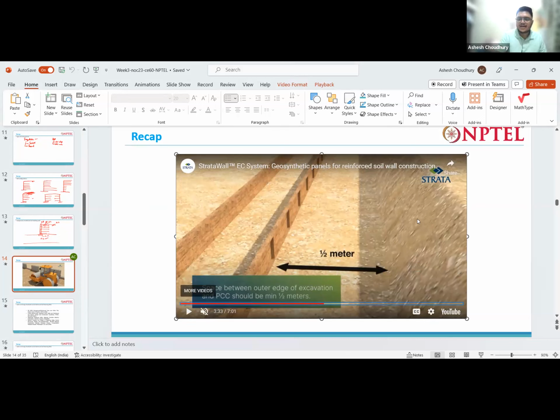See here, this part is the excavation. So this is the main ground level. A little bit you have excavated down, and from the excavation there needs to be a minimum of half meter distance, and after this half meter distance, in this part you can construct the PCC. This is the plain concrete leveling pad. You can start constructing.